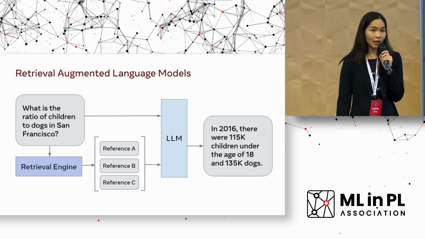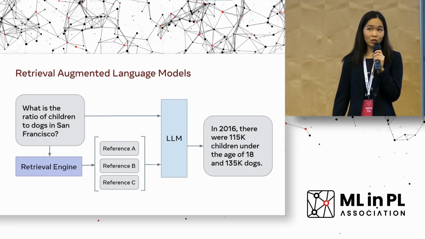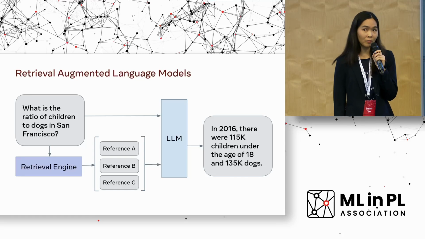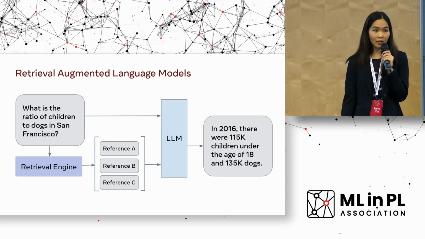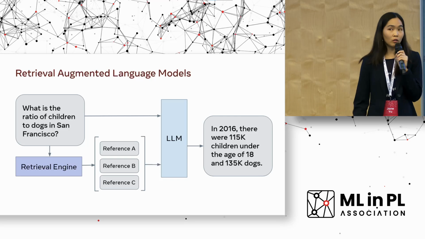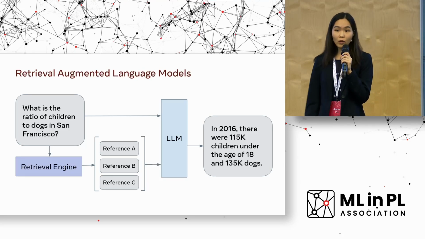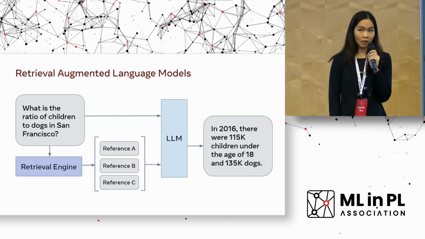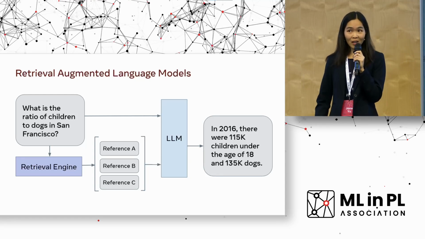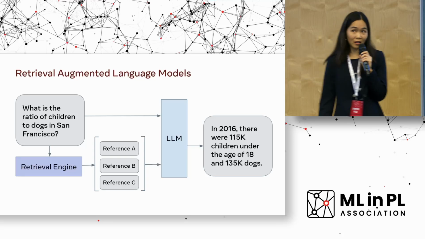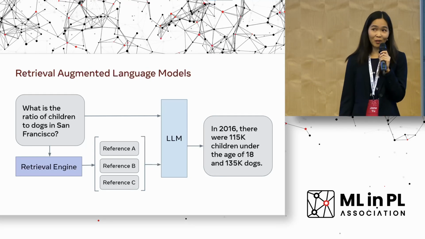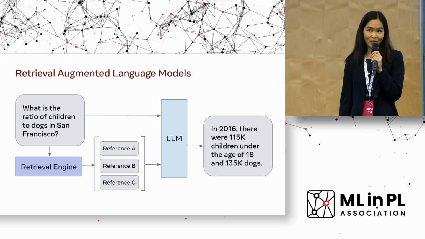In this setting, let's say you have a query: what is the ratio of children to dogs in San Francisco? What you'll do with this query is send it to the retrieval engine. The retrieval engine will return you a set of references. And then you'll use those references in tandem with the query in order to produce a generation. And in this case, surprisingly or not, in 2016, there were more dogs than children in San Francisco.